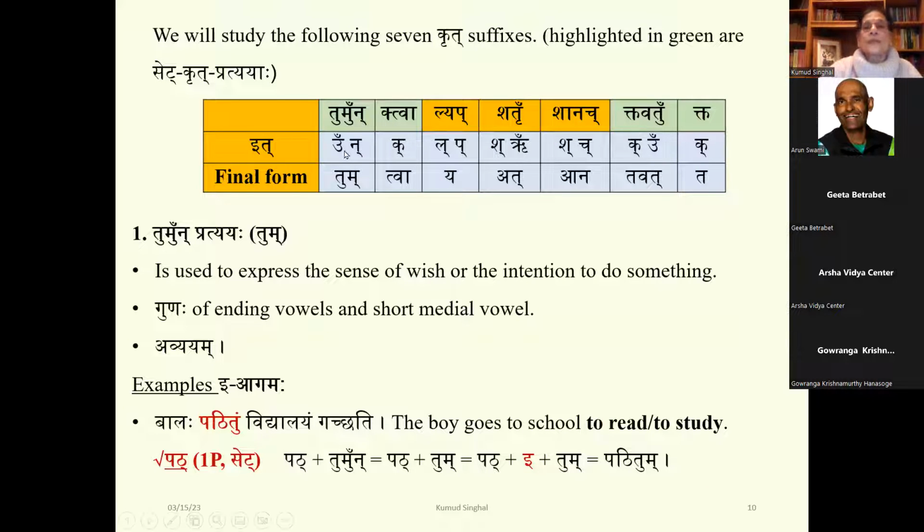Okay, so we are going to study these 6 krit suffixes. In today's class, we are going to study these 3: tumun, katva, and liya. Two of them are set pratyayas, and liya is an anit pratyaya. So tumun pratyaya: after the it letters, u, which is anunasika, and na, the ending consonant, these are the 2 it letters. The final form is just tu and a ma, tum.